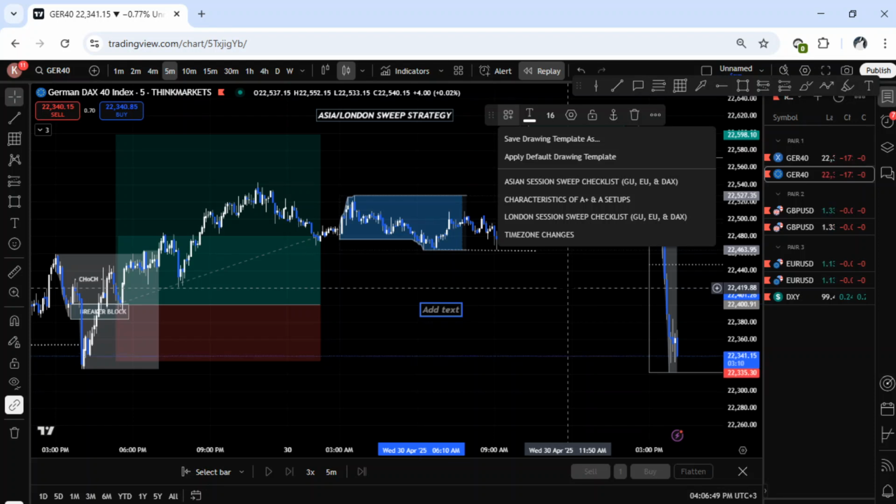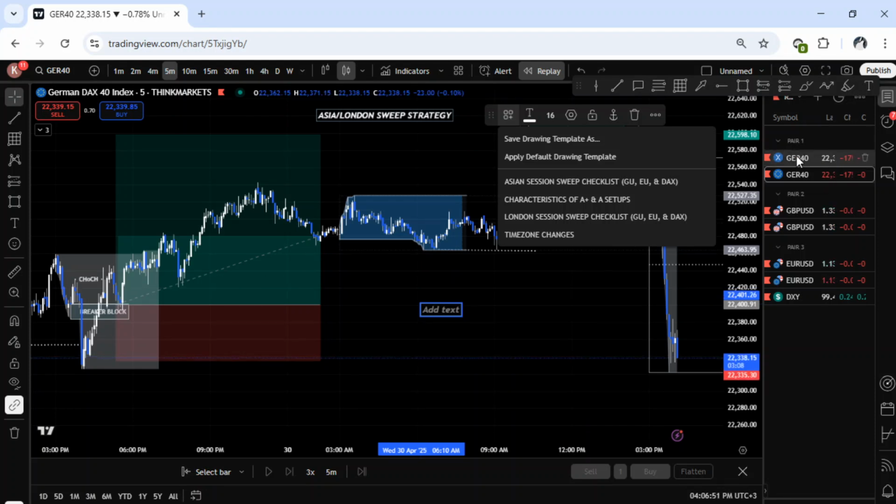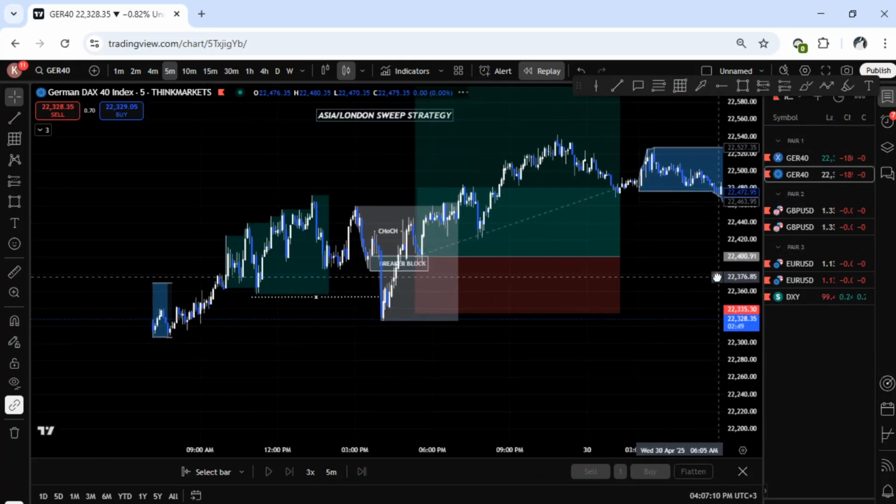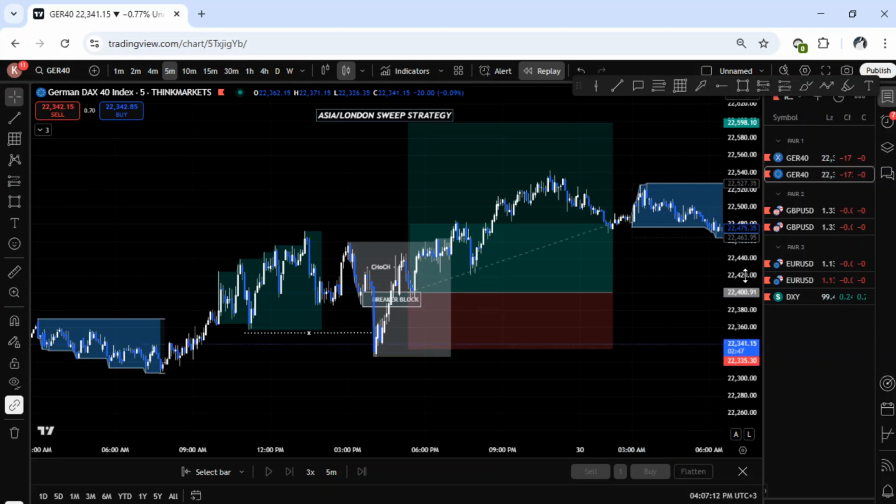This strategy is very simple, and we only trade it on the pairs you've seen here: GU, German 40, and Euro USD. As much as you can trade it on gold and other pairs like GJ, UJ, you have to backtest first. But from my backtests, I prefer these ones. I don't need any more because they give me good trades and good entries, so I don't need many of them. So this was the trade.